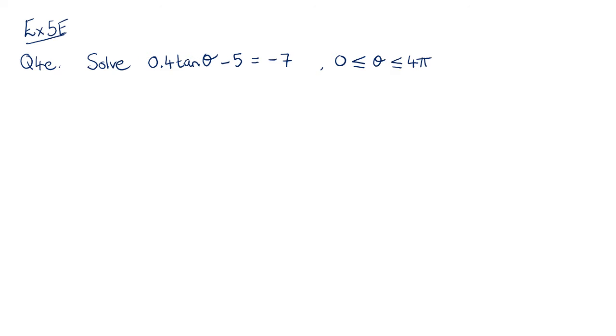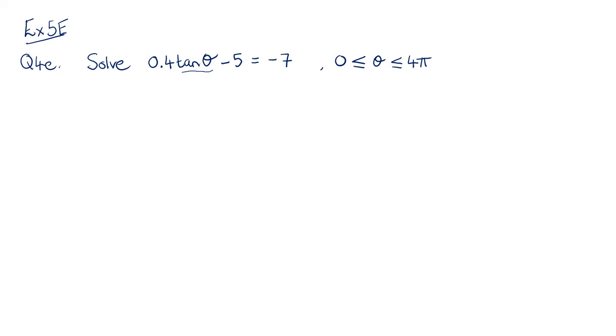Okay, so in exercise 5E, question 4e, we're asked to solve this equation in this interval for theta. First thing I would check is that my equation is in terms of tan theta, and my interval is also given in terms of theta. I don't have to do anything to change that. If it was tan 2 theta or 3 theta or something else, then I would change my interval.